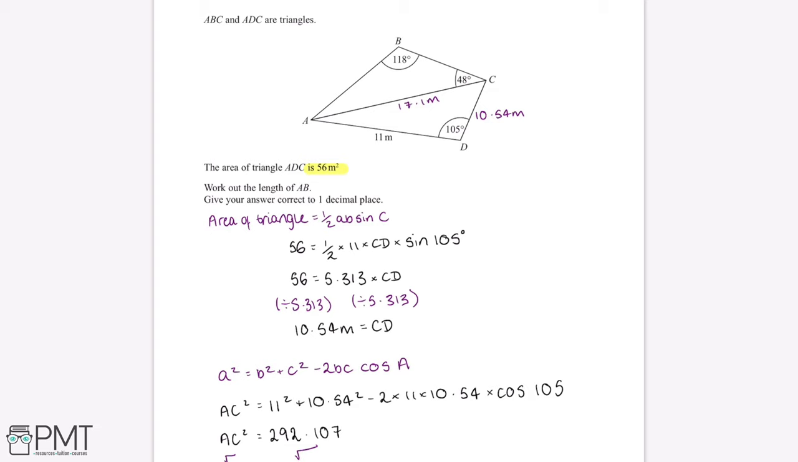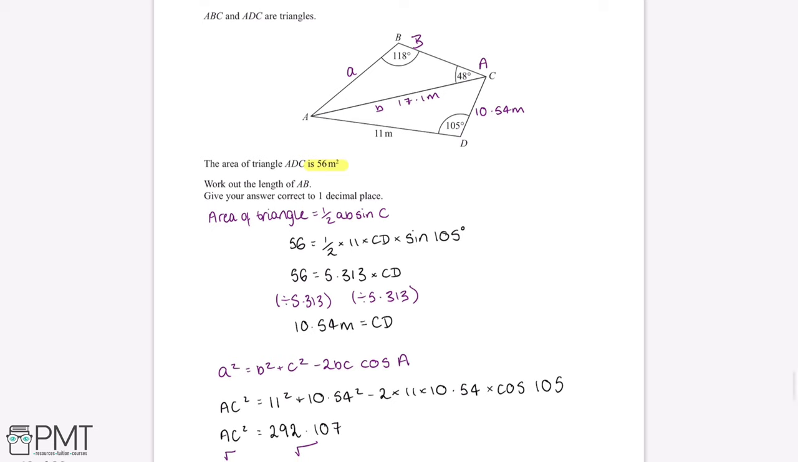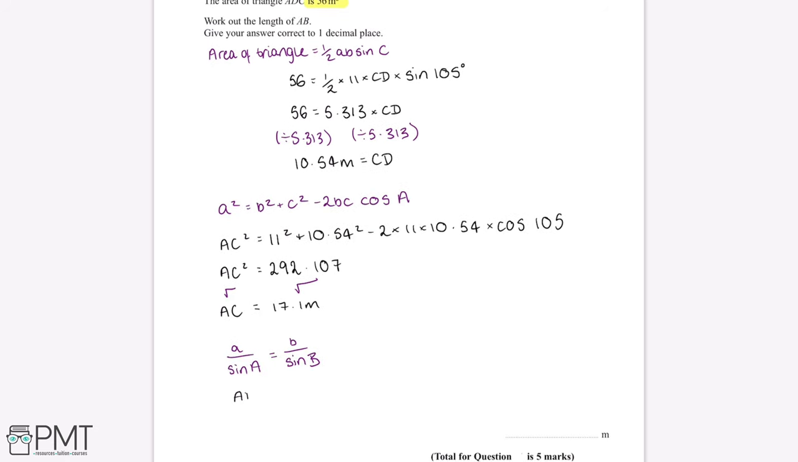So if we label up the angles and side lengths in triangle ABC, we can let side length AB be equal to a, side length AC be equal to b, which would therefore make angle BCA angle A and angle ABC angle B. So we can substitute these values into the sine rule. And if we substitute these values in, this gives us that AB divided by sin 48 is equal to 17.1 divided by sin 118.